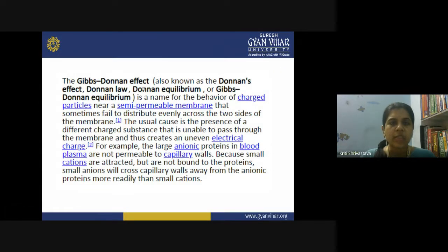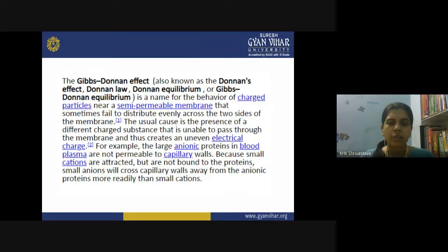So this is the Gibbs-Donnan effect, and it is also known as Donnan's effect, Donnan law, or Donnan equilibrium, or Gibbs-Donnan equilibrium. And this is about what? About the behavior of the charged particles near a semi-permeable membrane. How the charged particles behave when they are present near a semi-permeable membrane, and that sometimes fail to distribute evenly across the two sides of the membrane.